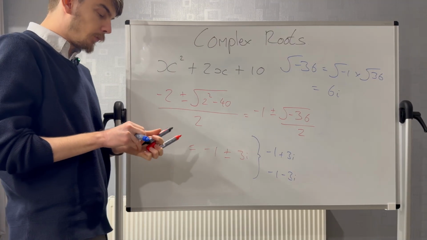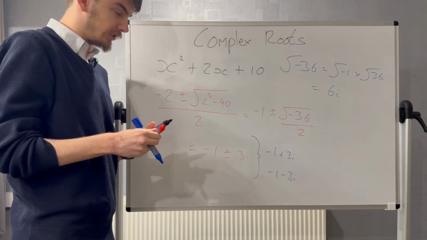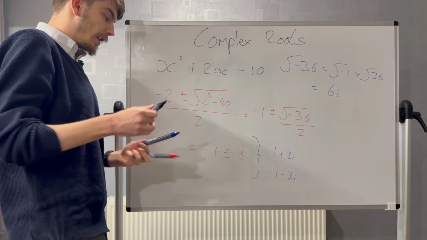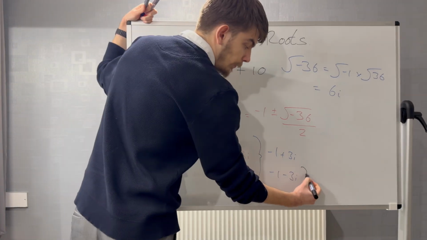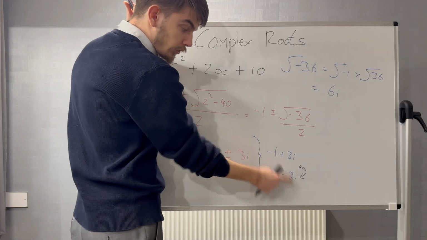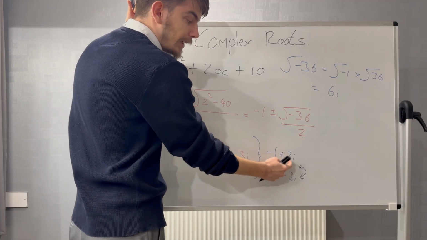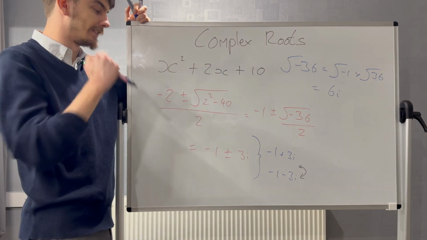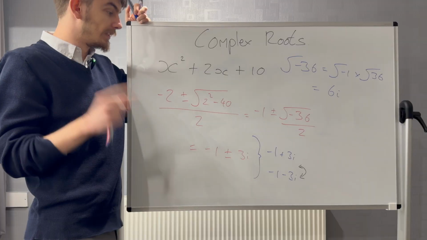Now, if we remember our last video, our discussion on complex conjugates, you will have noticed that these 2 roots are complex conjugates of one another. Yes, we have switched the sign in front of my imaginary part. Instead of plus 3i, I am now on minus 3i. This is not a coincidence.